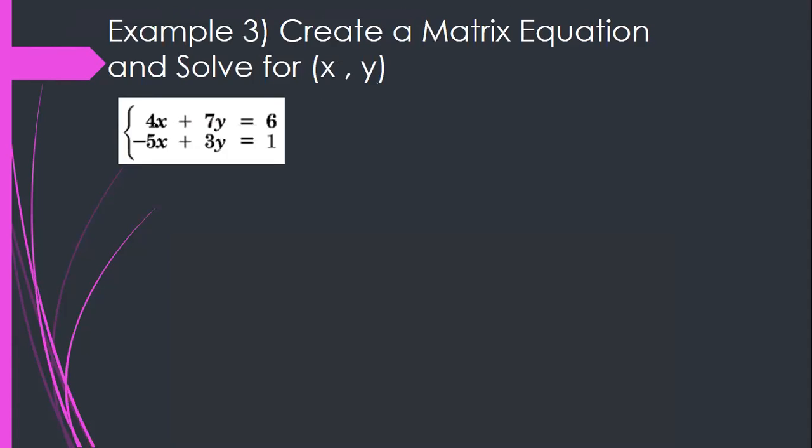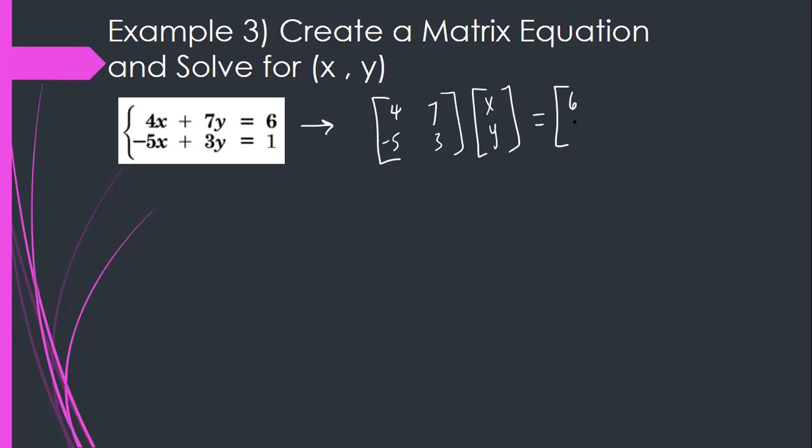So here we have the system, 4x plus 7y equals 6, negative 5x plus 3y equals 1. We're going to turn it into a matrix equation. We're going to have our coefficient matrix, 4, 7, negative 5, 3. We have our variable matrix, x and y. And we have our constant matrix, 6 and 1.